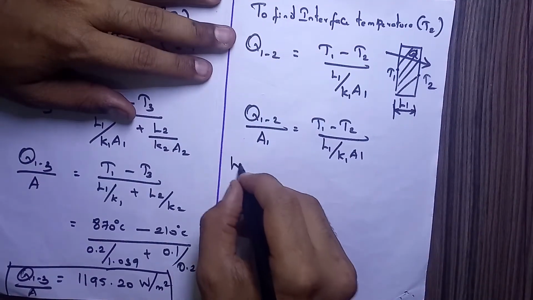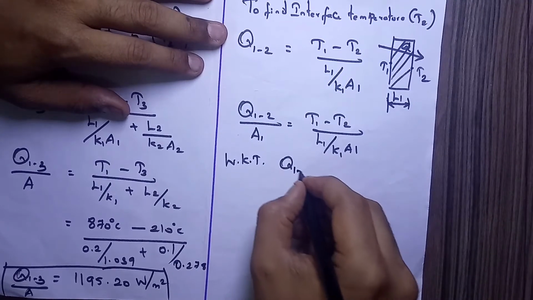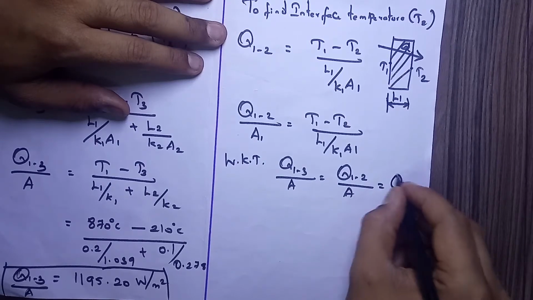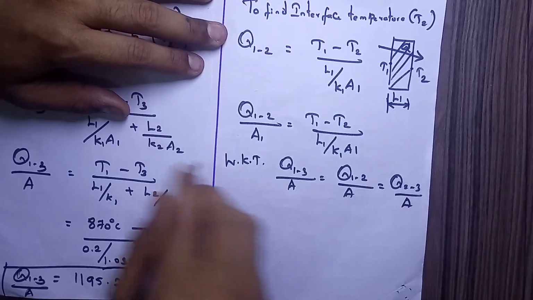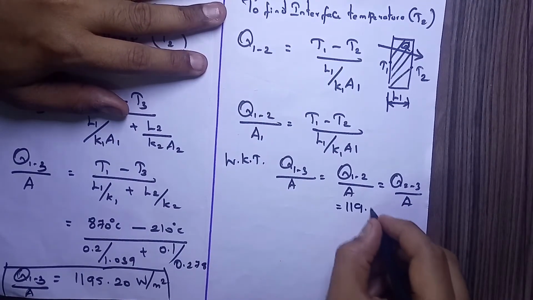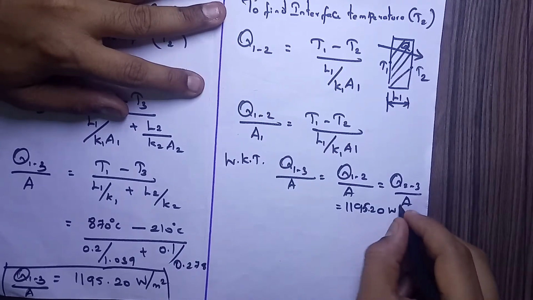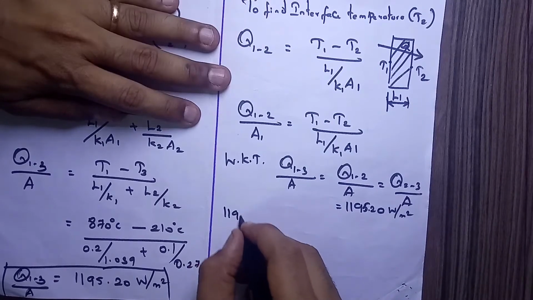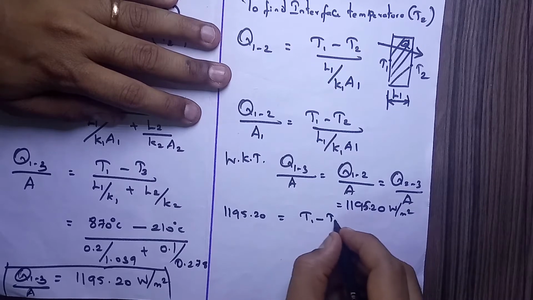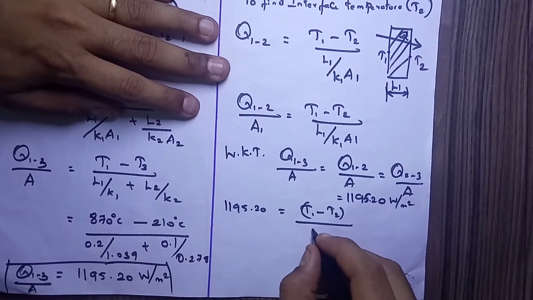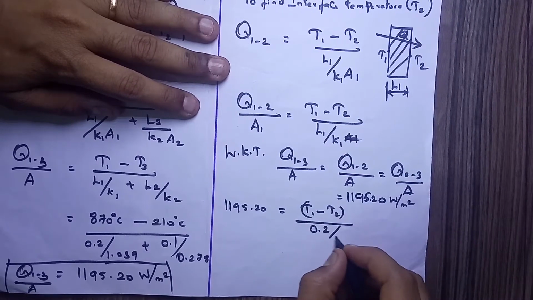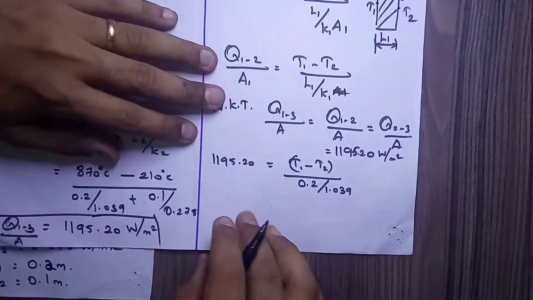We know that Q of 1 to 3 by A is equal to Q of 1 to 2 by A, which is also equal to Q of 2 to 3 divided by A. All the heat flow rates will be equal, and that value is 1195.20 watt per meter square. So now put 1195.20 equal to T1 minus T2 divided by L1 by K1, with L1 being 0.2 divided by 1.039.